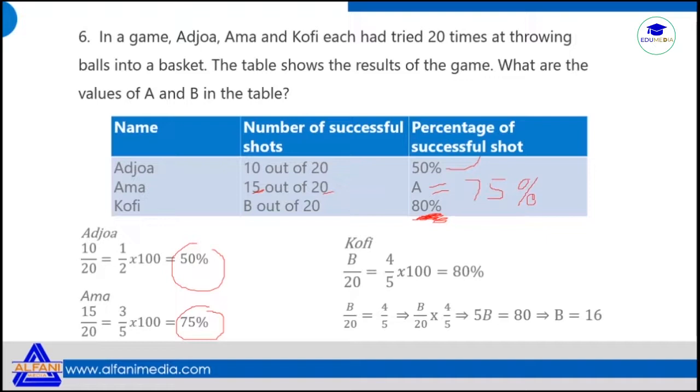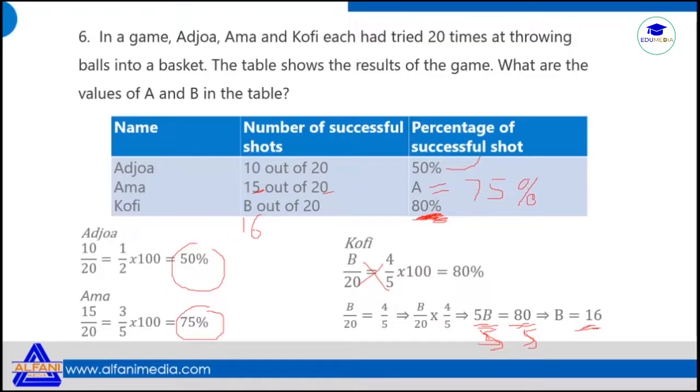Therefore, B over 20 equals 4/5. Doing cross multiplication, B times 5 equals 20 times 4. So B times 5 is 5B, and 20 times 4 is 80. Now dividing through by 5 gives me B equals 16. So my B here is 16. It means Kofi had 16 successful shots. So that is Kofi's shot.